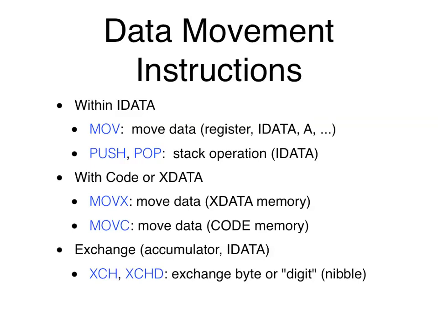Now, there's also the exchange instruction, so XCH and XCHD. XCH allows you to do a swap between some iData location or register and the accumulator. For detail, you can take a look at the instruction reference. Exchange D does only half a byte at a time.